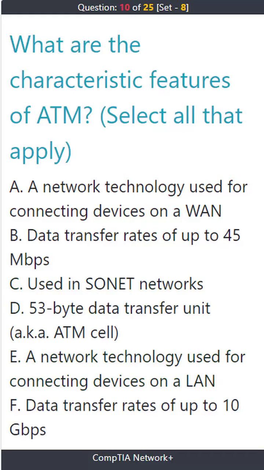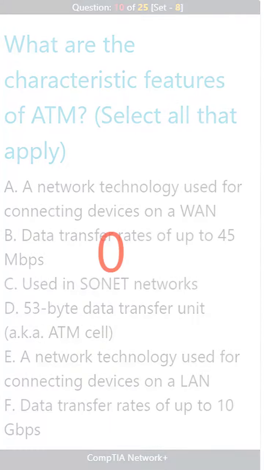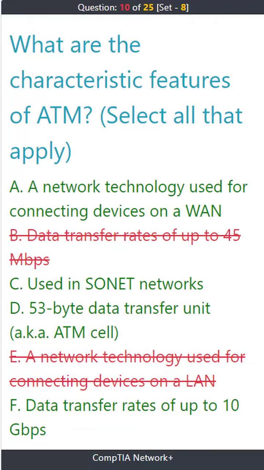Question 10. What are the characteristic features of ATM? Select all that apply. A. A network technology used for connecting devices on a WAN. B. Data transfer rates of up to 45 Mbps. C. Used in SONET networks. D. 53-byte data transfer unit, aka ATM cell. E. A network technology used for connecting devices on a LAN. F. Data transfer rates of up to 10 Gbps.